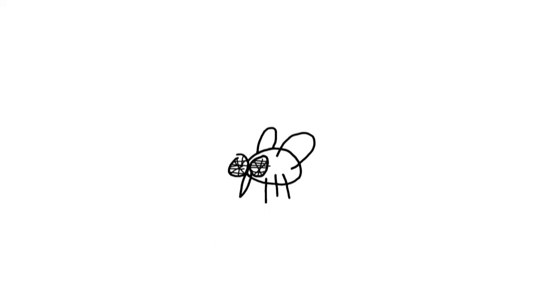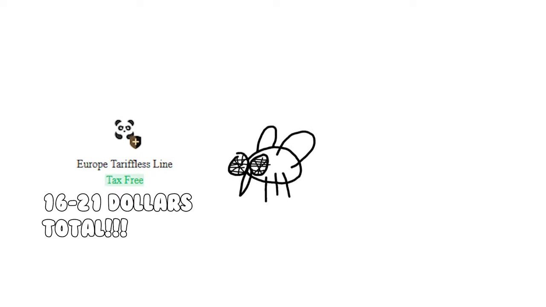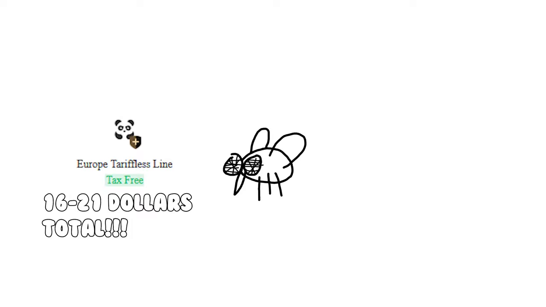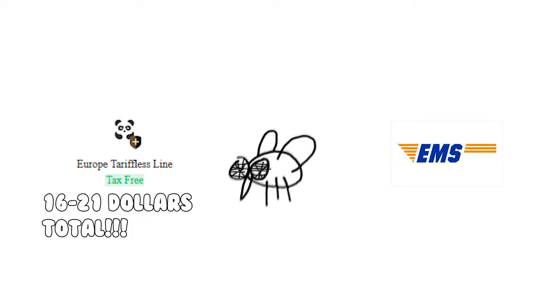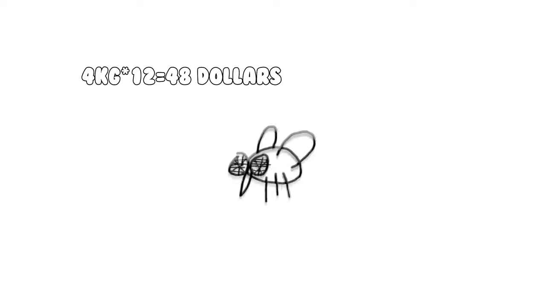Next up, Europe. If you're shipping via tariffless, or in more simple terms, a tax-free line, you can declare any value between $16 and $21 for the whole parcel. If you're using any other shipping line that isn't tax-free, declare about $12 per kilo. And if you're, for example, at 3,600 grams, round up to 4,000 and declare $48. You should pretty much round up any opportunity you get.